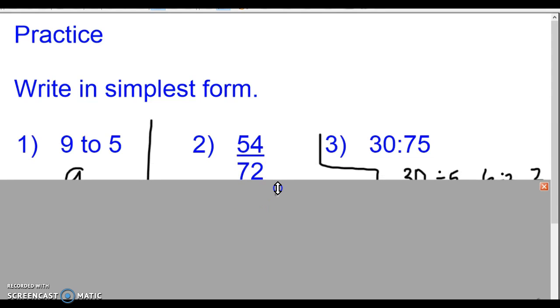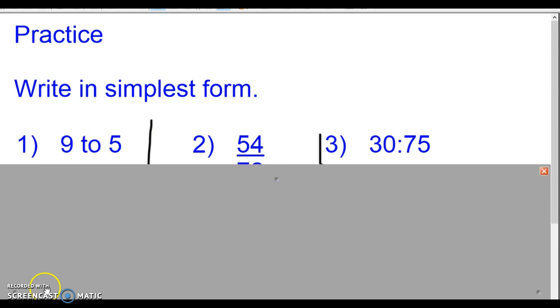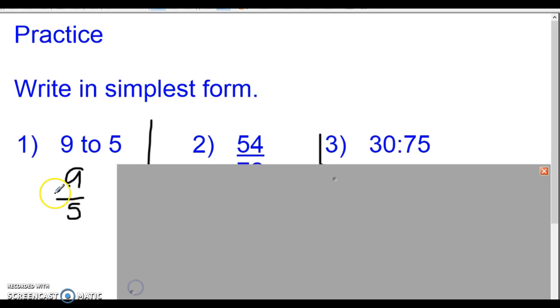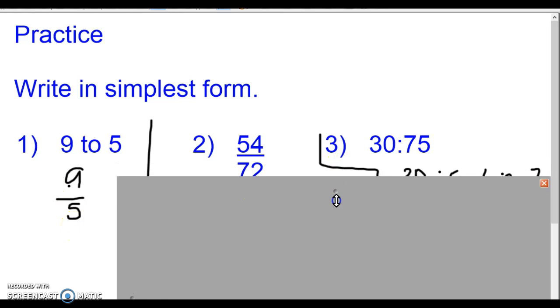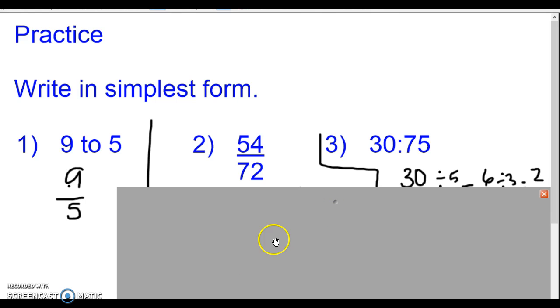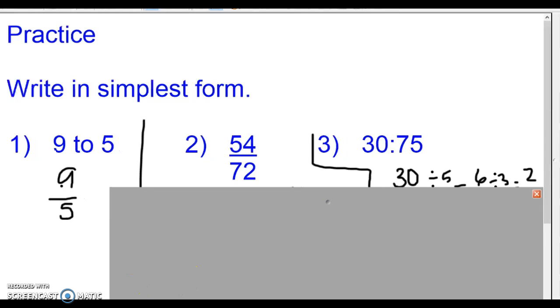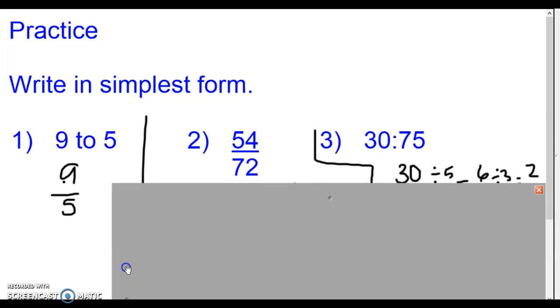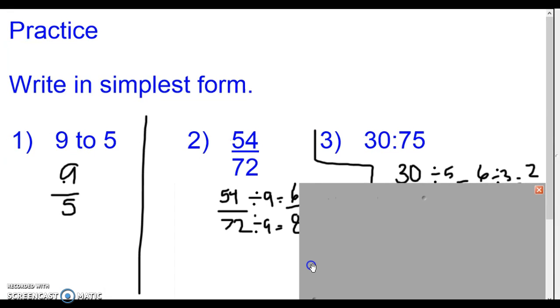Okay, so we're going to go through these one by one. So the first one was 9 to 5, so I wrote that as a fraction, as 9 over 5. And since there is no common factor of 9 and 5, that was already in simplest form. The next one was 54 to 72, and that was already in a fraction form, so I just needed to simplify it. So what I did here is I first divided by 9, and 54 divided by 9 gave me 6, and 72 divided by 9 gave me 8. And then I realized that there was still more I could divide out, so I divided by 2 and 2, and that gave me 3/4.